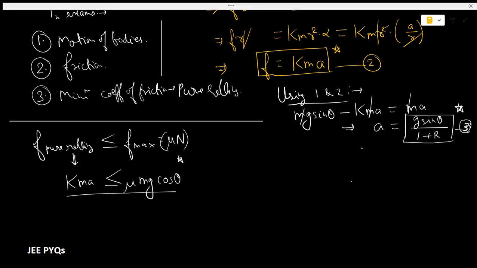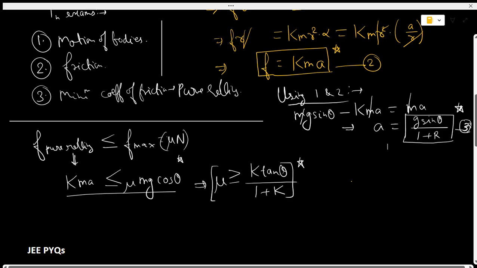And from here you can derive the equation for mu, which should be greater than or equal to k tan theta upon 1 plus k. These are some of the important results you can remember, and how they are derived, to solve our questions easily, right?